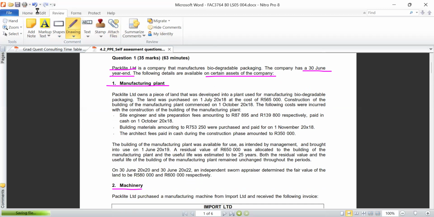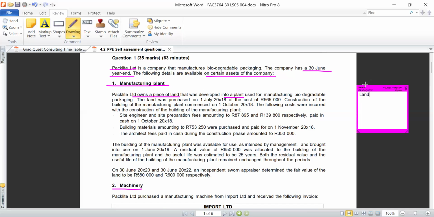So a manufacturing plant, this is a location where the production is taking place, right? So obviously it should be made up of what? Land and building. I'm talking of the plant. So Parklight owns, notice, a piece of land which was developed into a plant, which is used for manufacturing biodegradable packaging. Before I even go far, this manufacturing plant is made up of 2 things. There's land, and then there is the plant side of things. So the plant side, it's almost like the building anyways, you know?